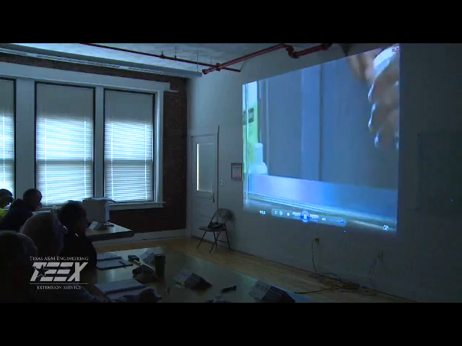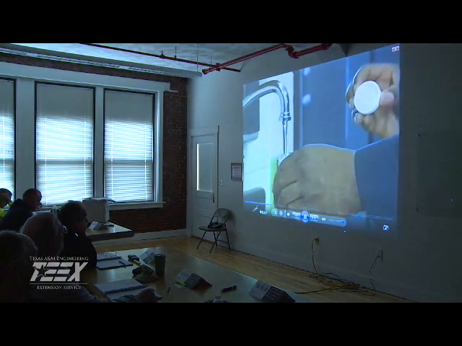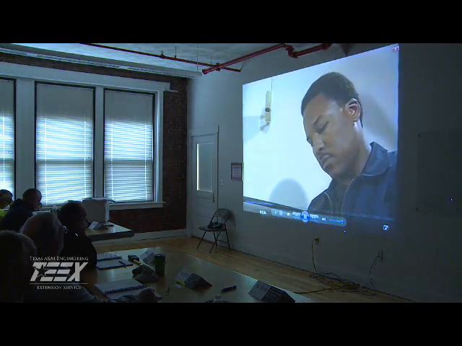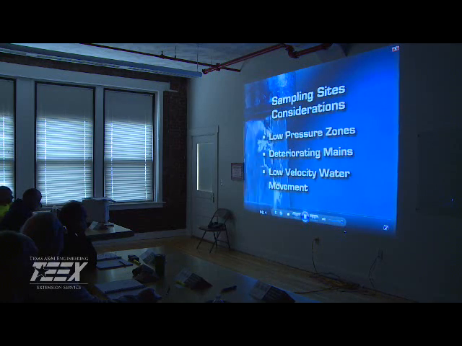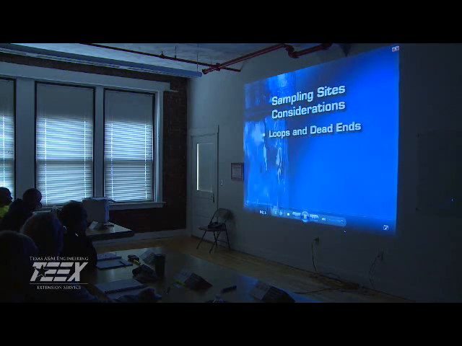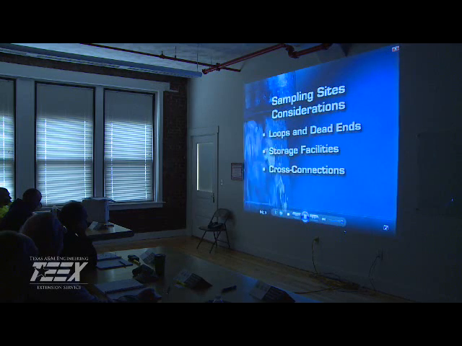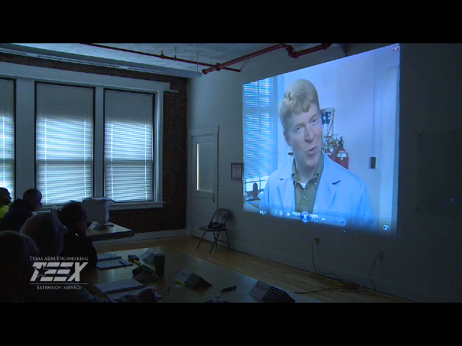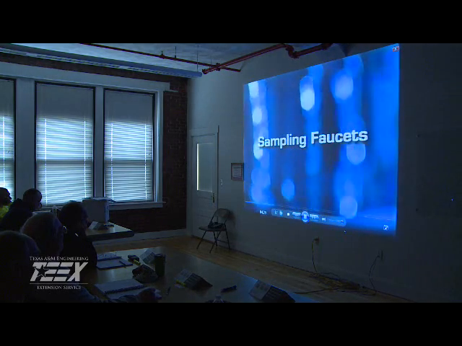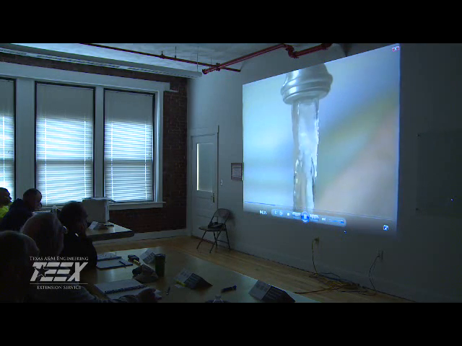For example, identify low pressure zones, locations of deteriorating mains, areas of low velocity water movement, loops and dead ends, storage facilities, cross connections, and varying population densities. Again, choosing sample sites representative of conditions throughout the water system is vital. Once sample sites have been located, specific sample faucets must be selected. Acceptable faucets can often be found in schools, fire stations, libraries, and other municipal buildings.